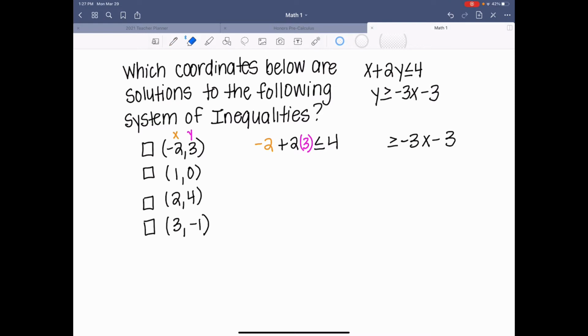So now for the y, we're going to put in 3. And for my x, I'm going to put in -2. All right, so now we're going to see if it holds true. So we have -2 plus 6 is less than or equal to 4. Well, -2 plus 6 is 4. And I have that 4 is less than or equal to 4. That is a true statement because it's equal to. All right, for the next one, I have 3 is greater than or equal to +6 minus 3. Well, +6 minus 3, 3 is greater than or equal to 3. That is also a true statement.